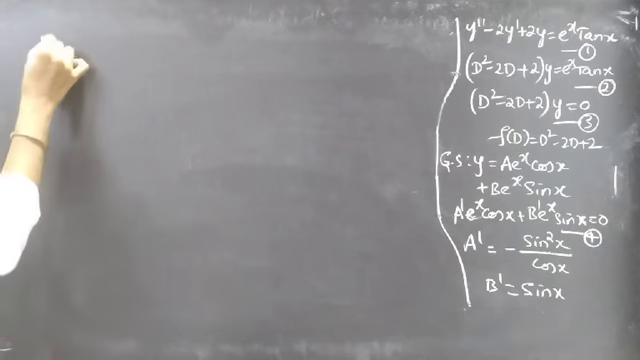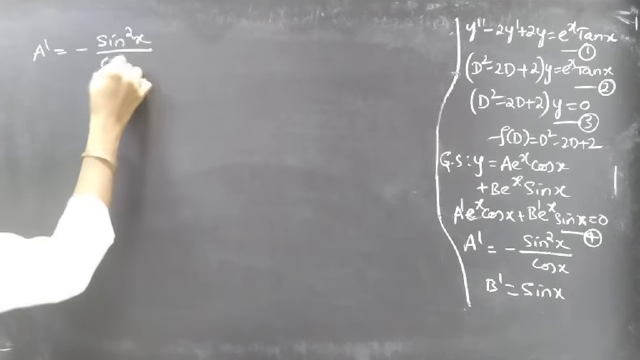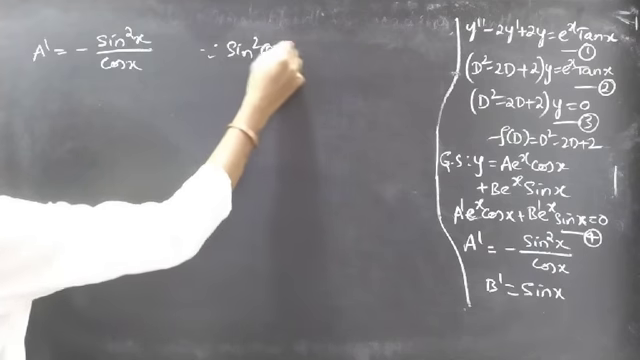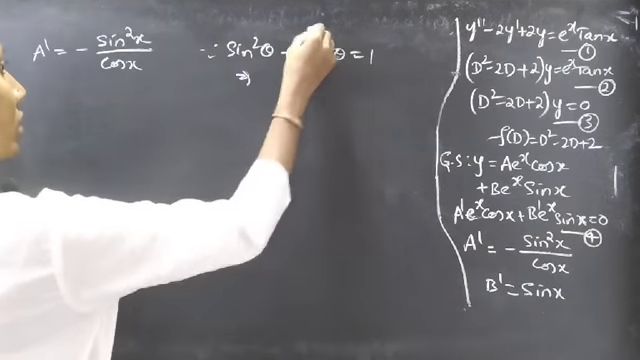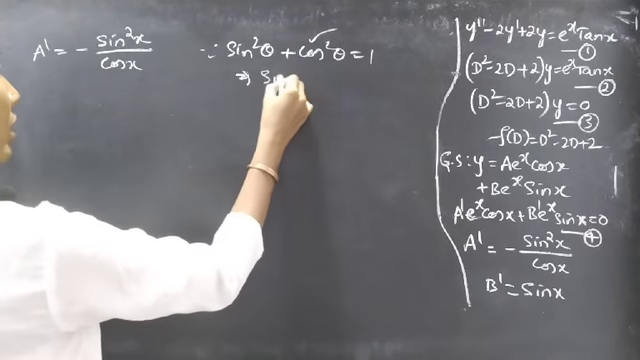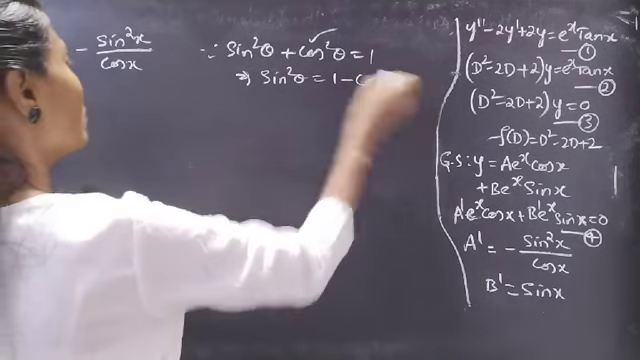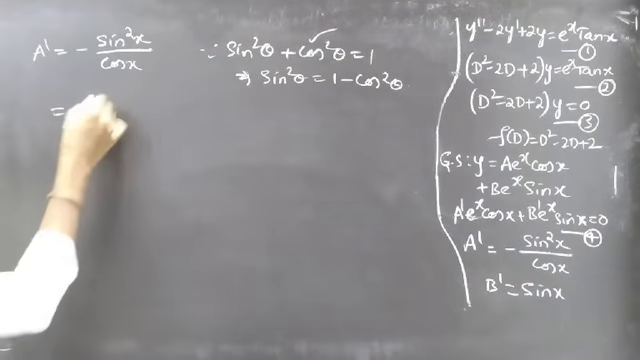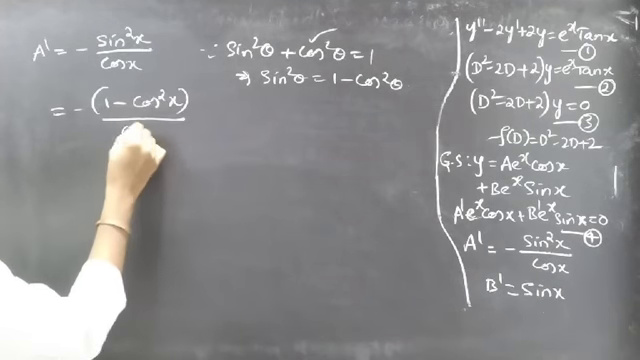We have a dash equal to minus sin square x by cos x. Since we know that sin square theta plus cos square theta equal to 1, now take this cos square theta to RHS, then we'll get sin square theta equal to 1 minus cos square theta, right? So let's replace sin square x with 1 minus cos square x, then we'll get minus of 1 minus cos square x by cos x.